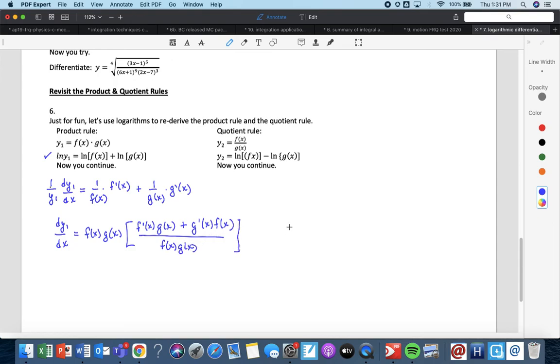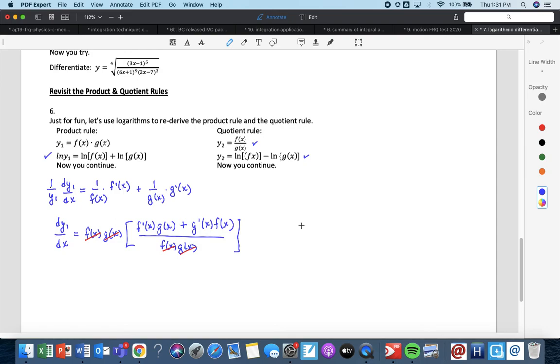And then something really nice happens at this point. This product here cancels with that product down there. And what we're left with here is the product rule. So the derivative is f prime g plus g prime f. And if we had done something similar to that using the quotient rule, we would have gotten the quotient rule version of using logarithms that we would have gotten if we had worked with the traditional quotient rule.